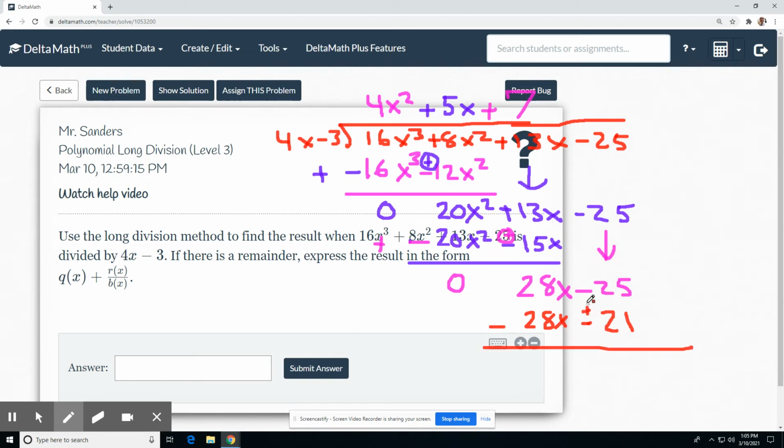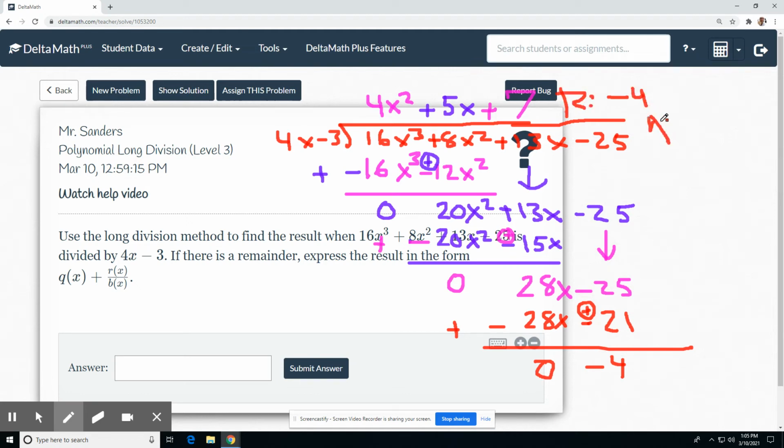Then we subtract, or add straight down. We're subtracting the bottom one, so I just think of it as a sign change and add straight down. That one has to zero out. And then negative 25 plus 21 is negative 4. All right, so that's our remainder. Our remainder is negative 4.